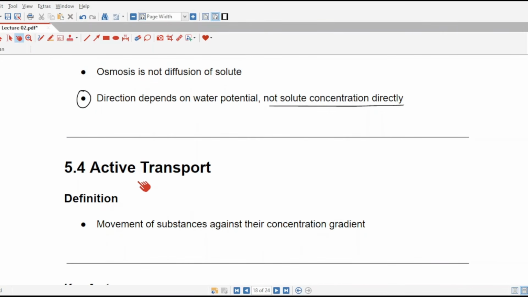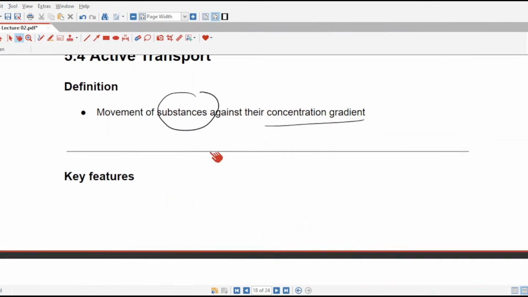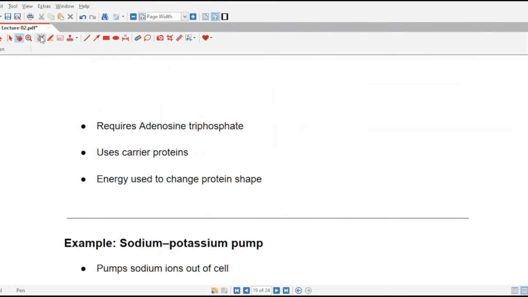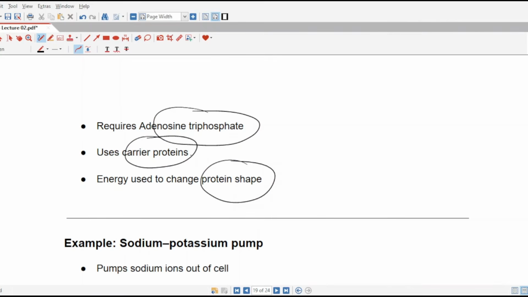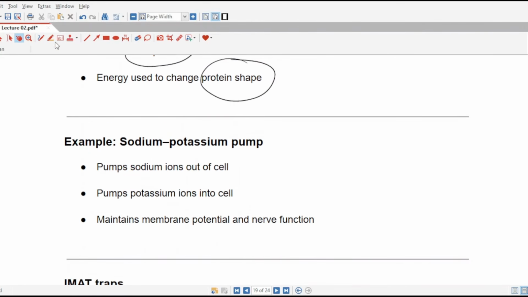Okay. Now let's come to the active transport. Active transport has the requirement of energy, and the definition is movement of substances against their concentration gradient. Okay, what are the key features? Obviously, it will require ATP or adenosine triphosphate. It will use carrier proteins, and energy is also used to change protein shape. And there are some famous examples. One famous example is the sodium-potassium pump.